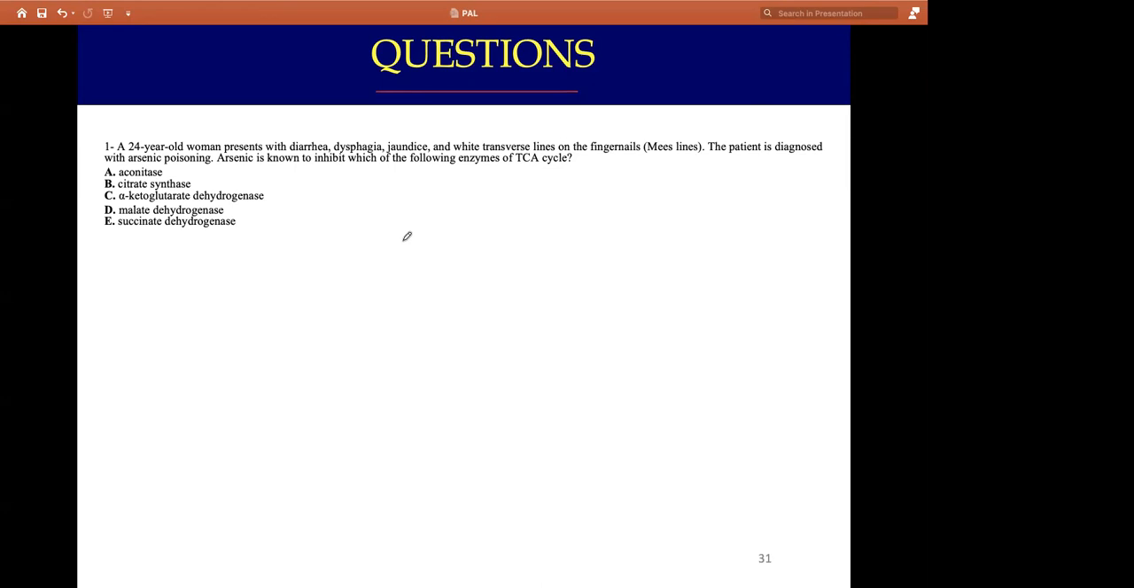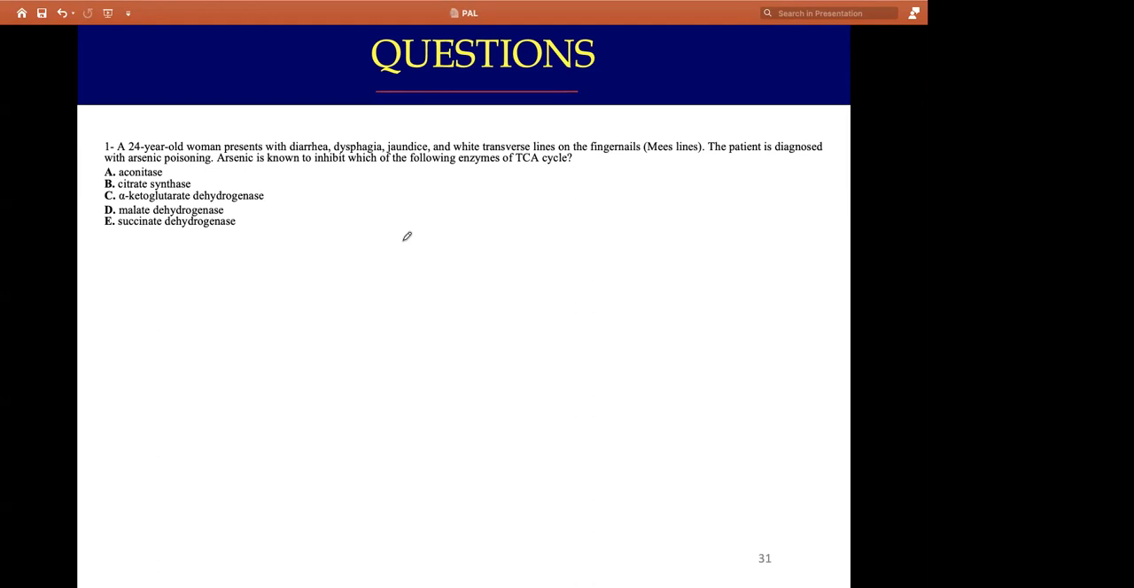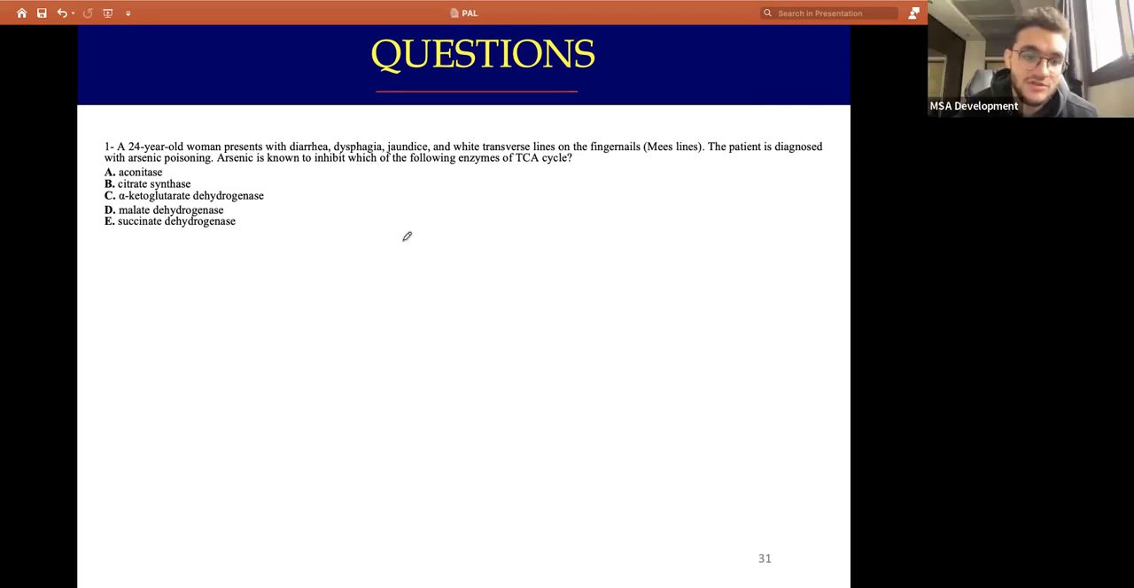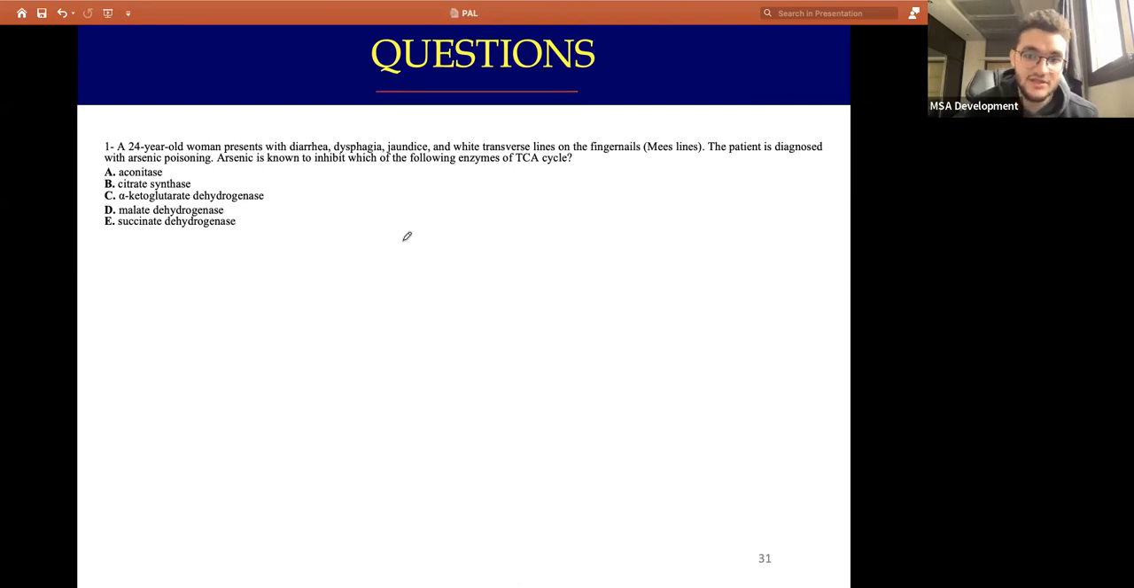A 24-year-old woman presents with diarrhea, dysphagia, and jaundice, and a white transverse line on a finger, Mees lines. The patient is diagnosed with arsenic poisoning. Which of the following enzymes of the TCA cycle is inhibited? I know that it inhibits lipoic acid, right? Yes. And lipoic acid is needed by which enzymes, which need the 5 coenzymes?